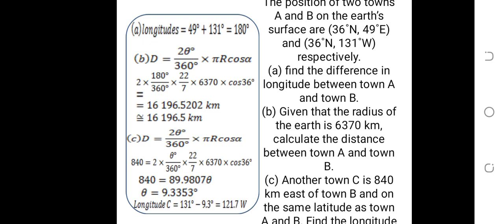B. Given that the radius of the Earth is 6,370 kilometers, calculate the distance between town A and B. C. Another town C is 840 kilometers east of town B and on the same latitude as town A and B. Find the longitude of town C.